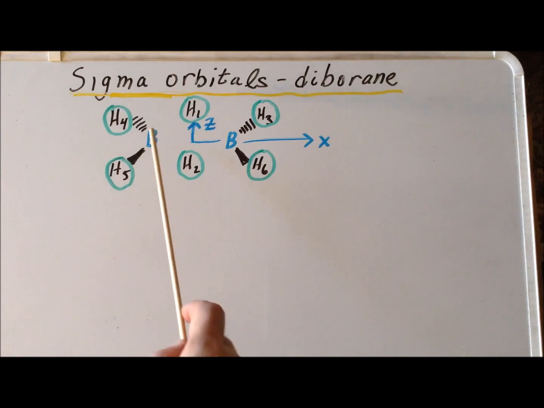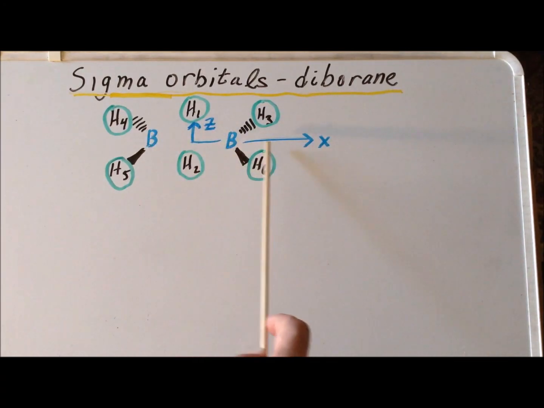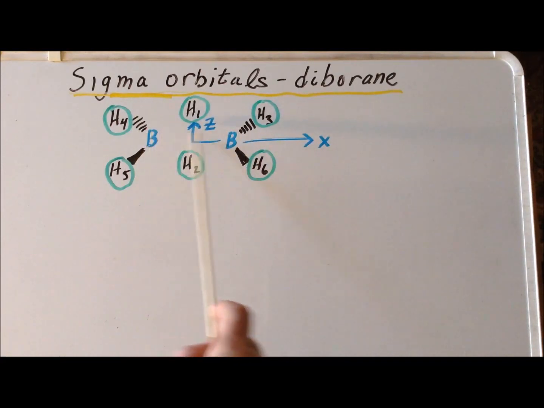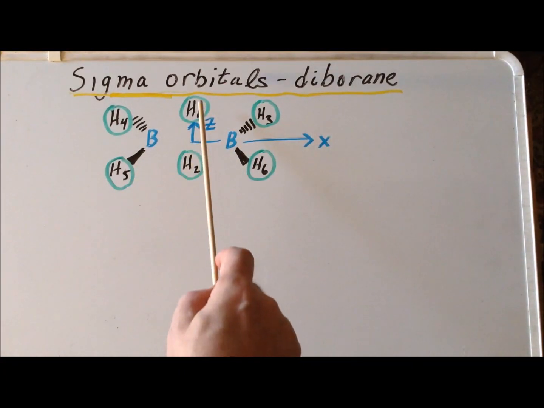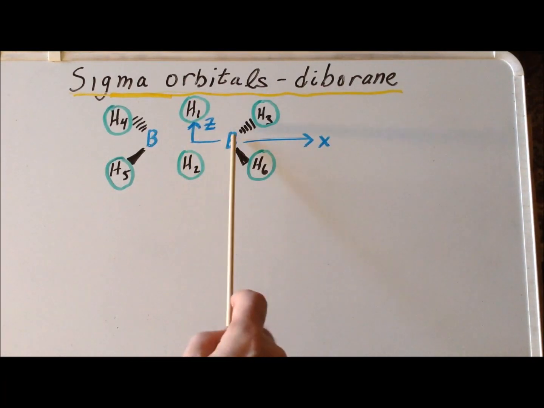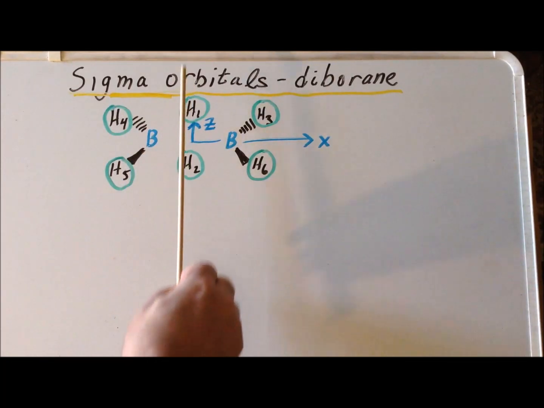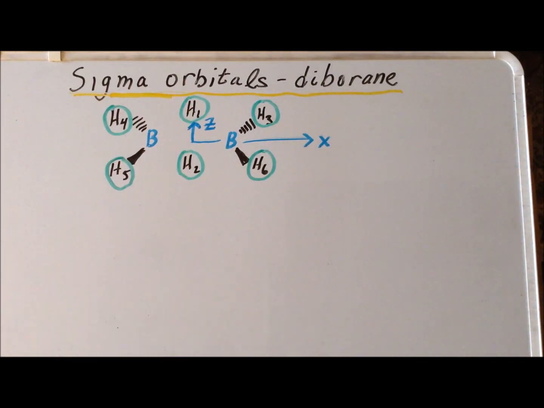So we have, along the x-axis, two boron atoms, which are in blue here. And then we have two bridging hydrogens, which are halfway in between the two boron atoms, and we've arranged them so that they are along the z-axis. That will be vertical on our whiteboard, while the x-axis is left and right on the whiteboard.